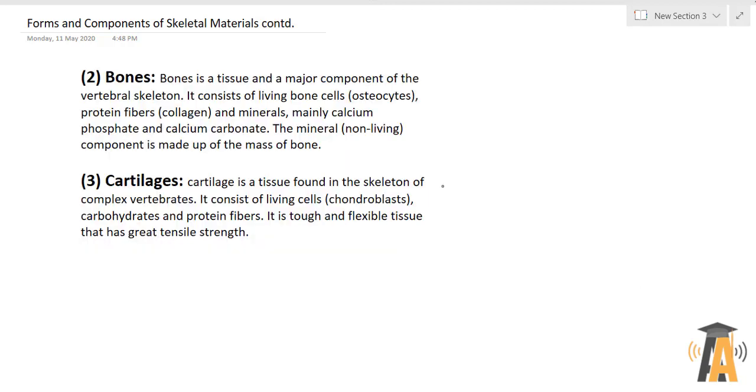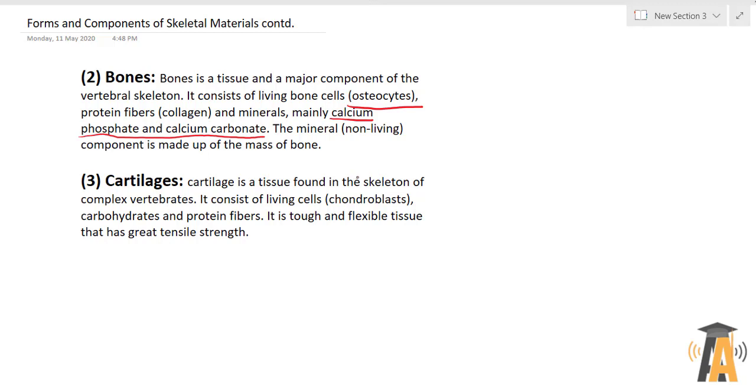Okay, now form and component of skeletal number 2, we have the bones. As you can see, the bone is a major component of the vertebral skeleton. It consists of living bone cells, and the living bone cells are called osteocytes. Then it has collagen, that's the protein fibers, and minerals. And these minerals that compose the bone are mainly calcium phosphate and calcium carbonate. And don't forget, the minerals are the non-living components of the bone. As a result, bone is a stronger and more rigid tissue than cartilage.